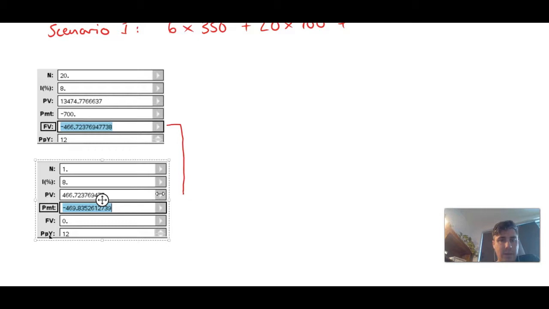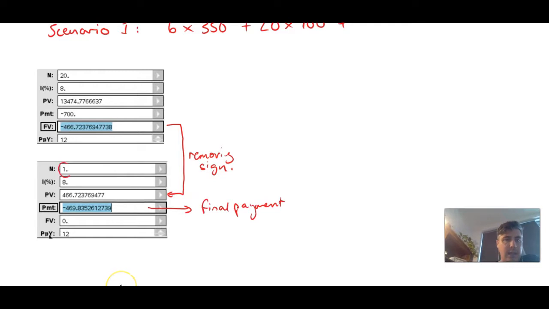Value, and we put it in for the principal value, removing the sign. And then the PMT, that's the final payment. And you can see here how n was just 1 because it was a single final payment. Okay, this is the value. This is the value at 6 months.